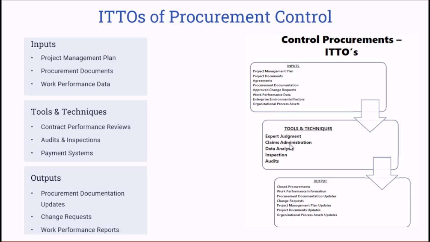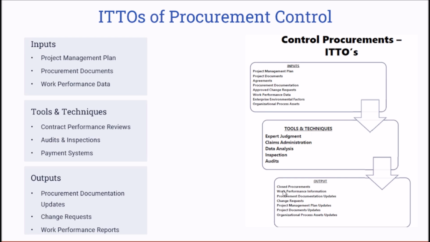Tools and techniques here we have are expert judgment, claims administration, which is a new concept we are going to cover, data analysis, and inspection and audits. We already have covered inspection and audits, but we are going to explain them in terms of procurement, how to inspect and how to audit these procurement processes.